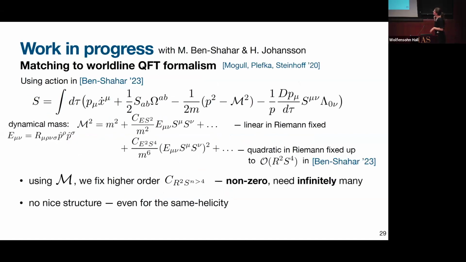So I don't think I'll have time to talk about work in progress, but I'll say just quickly that what we have now with classical amplitudes, we've started to look at what these quadratic agreement operators are in a worldline EFT. For now, we see that we need them, they're non-zero, and in fact, we need infinitely many if we want infinitely many orders in spin. It doesn't seem like there's a super nice structure, but that's even the case for the same helicity amplitude, right? So even these nice same helicity amplitudes seem to need these Wilson coefficients.